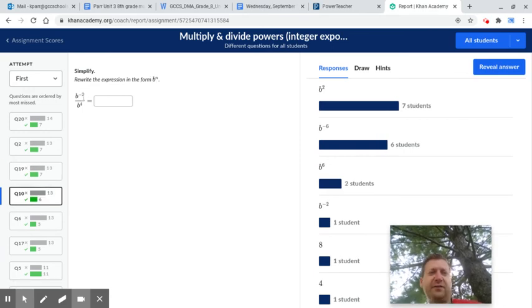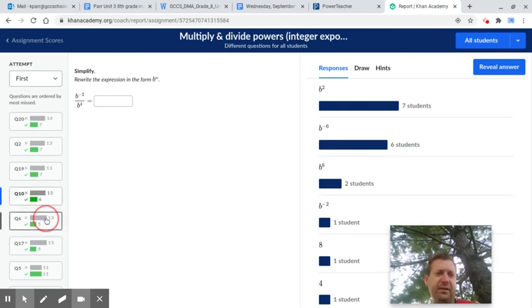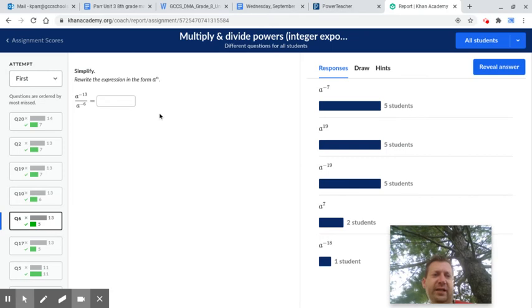This one right here, negative 2 minus 4. Well, if you have 2 negatives and then 4 more negatives, you end up with 6 negatives. So it would be b to the negative 6th, which would be this answer right here. Next question, negative 13 minus negative 6. Minus negative means add. So you've got 13 negatives and 6 positives. So that puts you at negative 7, which would be a to the negative 7th.